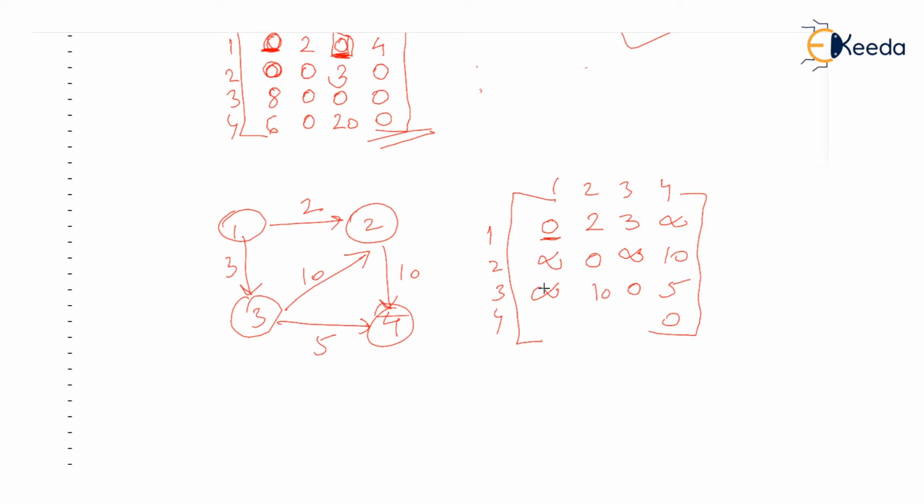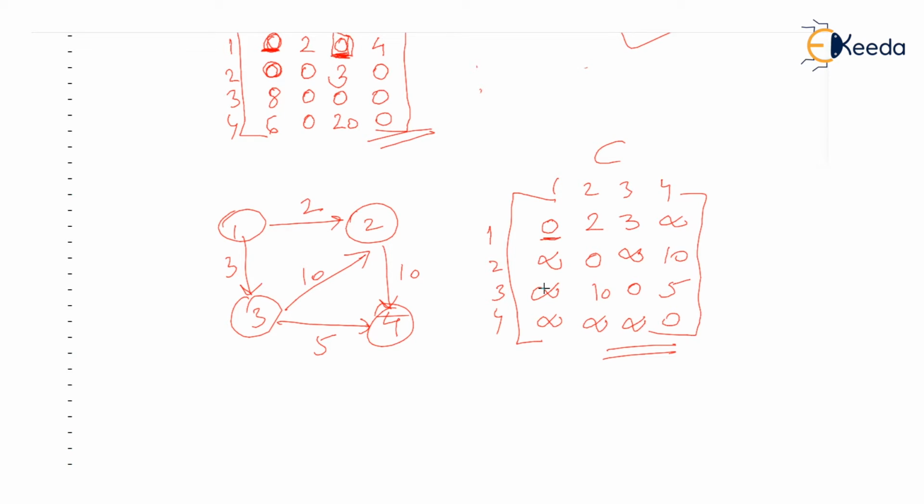Finally, 4 to 1 is infinity, no edge from 4 to 1. 4 to 2 is infinity, 4 to 3 is infinity, and 4 to 4 is 0. That's the cost matrix C for the given graph. I hope you follow it, isn't it?